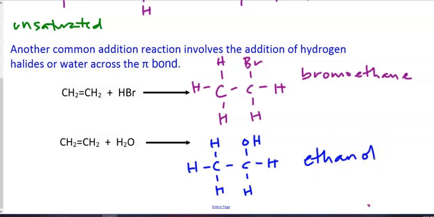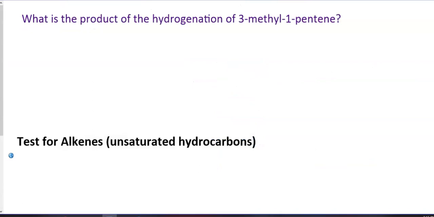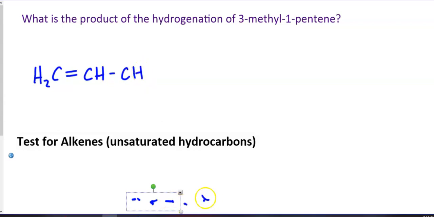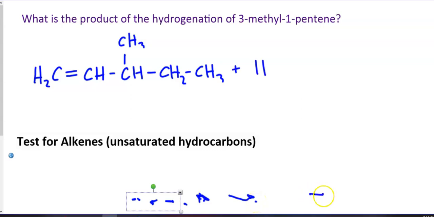For example, a question could come up: what's the product of the hydrogenation of 3-methyl-1-pentene? Here's where I would draw my 3-methyl-1-pentene first. I'm just going to draw it condensed. H2C double bonded to CH to CH. This is my third carbon, so this would be my methyl group, 3-methyl. And then CH2, CH3.